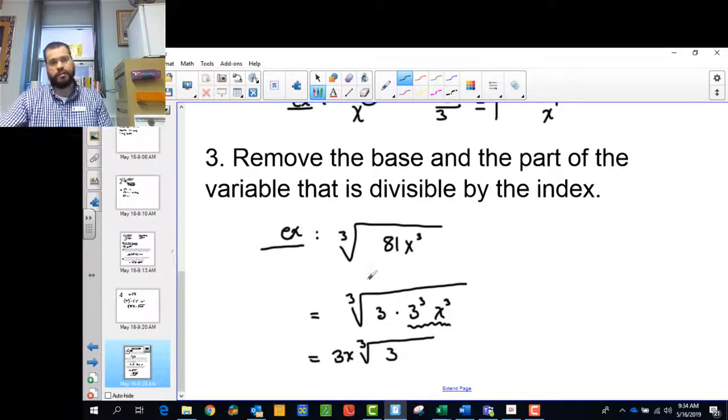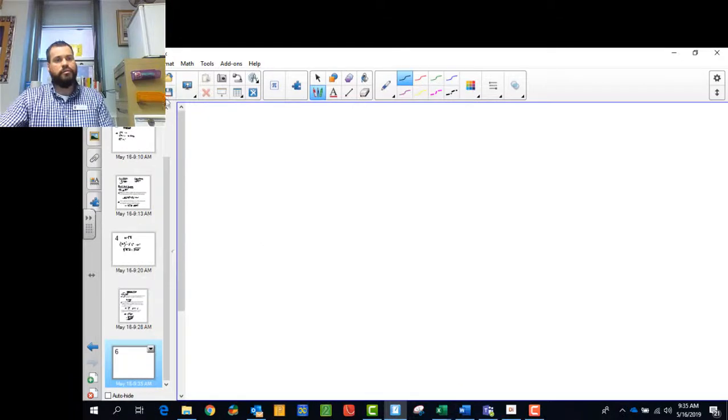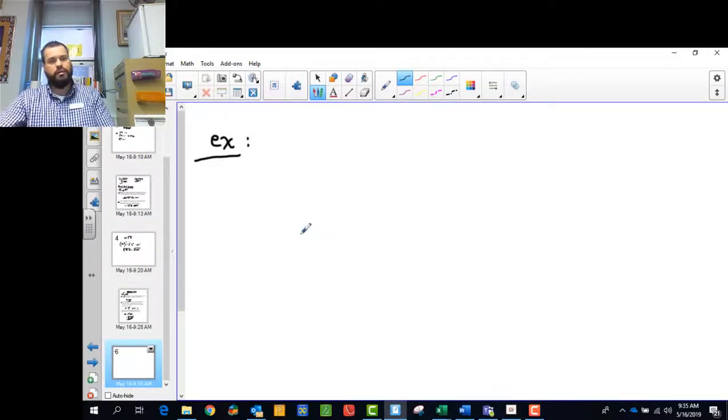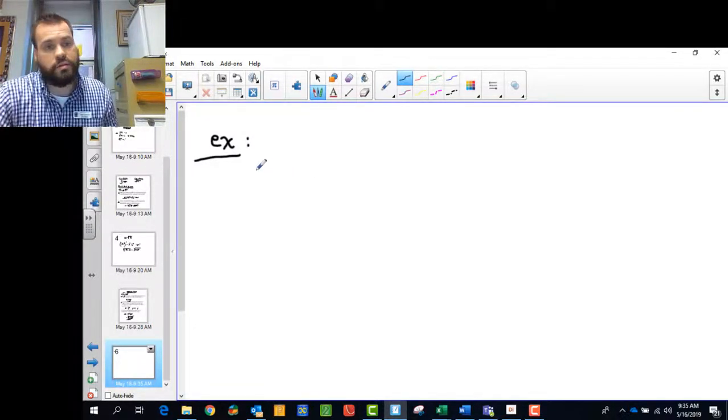Okay, that's the process. Now that process is a little bit confusing until you try it a few times. So let's do another example. Again, we'll go back to your textbook for this so that we can follow. It says the square root of 200 is the first one. I'm just on the next page of the textbook than I was in the previous video, so I'm on page 275, I believe.